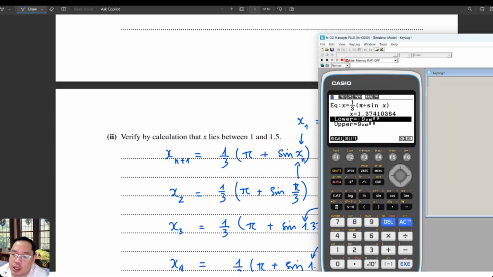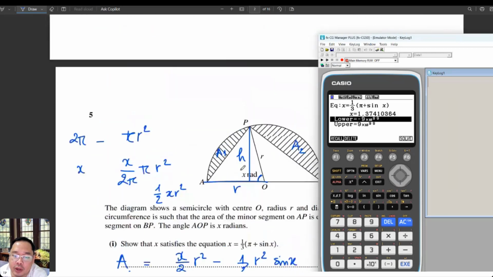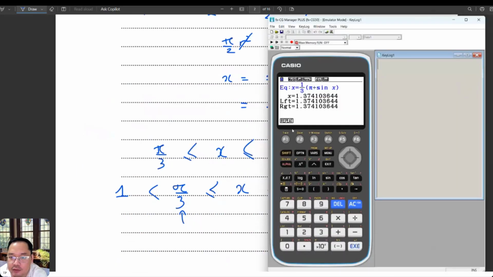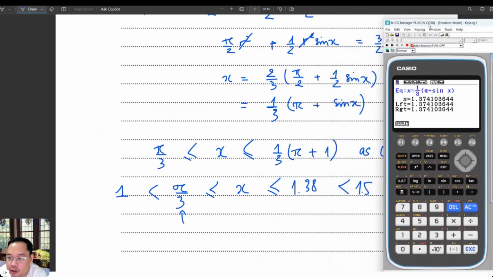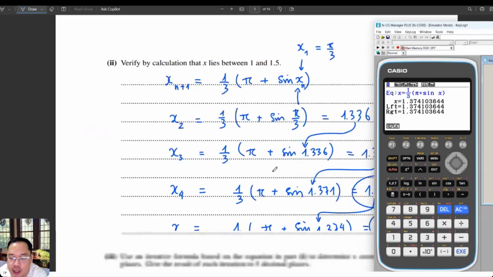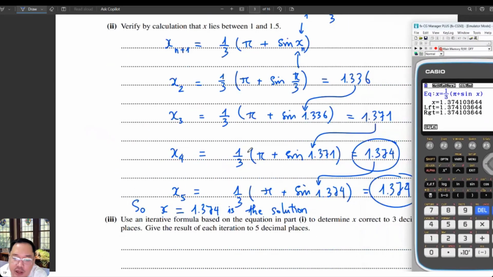The next step, we choose the lower and the upper value because x is an angle measured in radian. The minimum angle is 0, and the maximum value of this angle is 180 degrees, which is pi. So I enter the value pi here, shift pi here. Then click on the F6 function button, and you get the result 1.374. So we see that the value shown by the calculator is exactly the same as the solution that we found with the iteration formula.